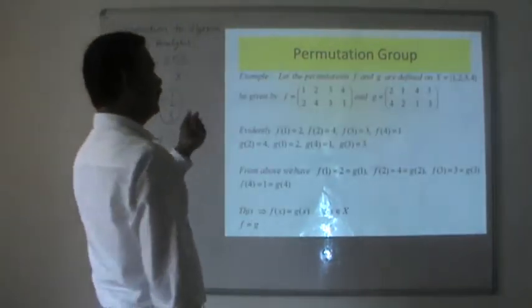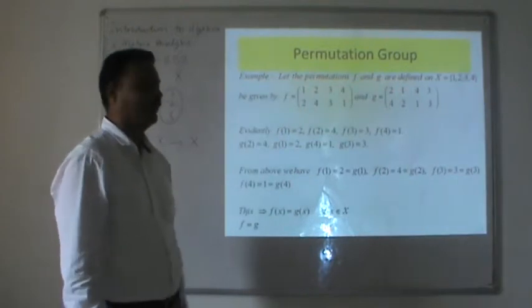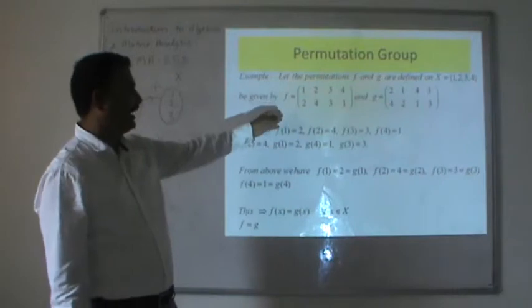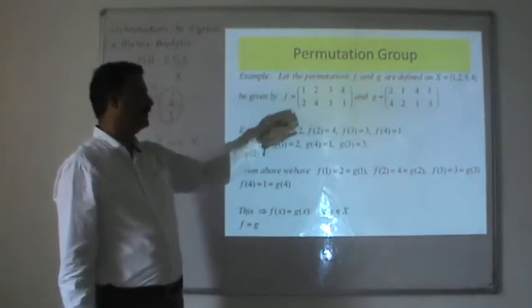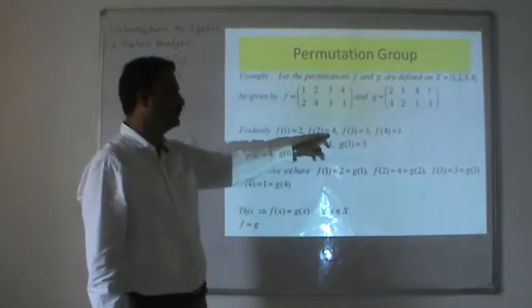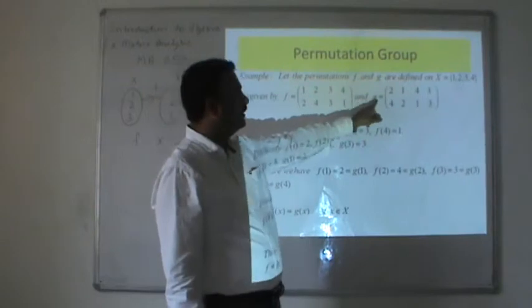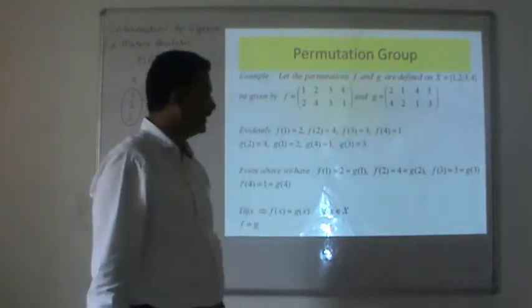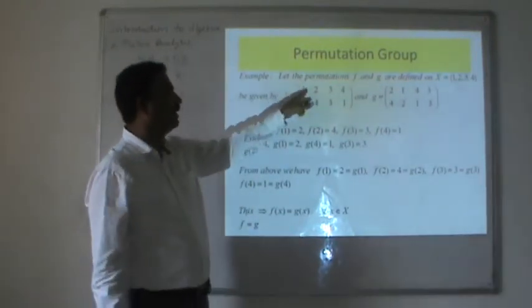Here is an example of two equal permutations. Let the permutations F and G be defined on a set X having four elements, given by F equal to this and G equal to this. Evidently, we observe that F of 1 is 2, F of 2 is 4, F of 3 is 3, and F of 4 is 1. Again, G of 2 is 4, G of 1 is 2, G of 4 is 1, and G of 3 is 3.